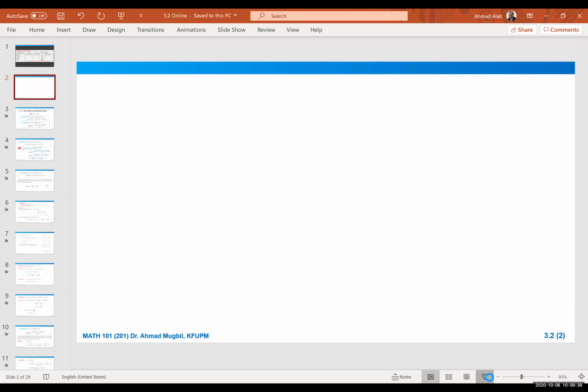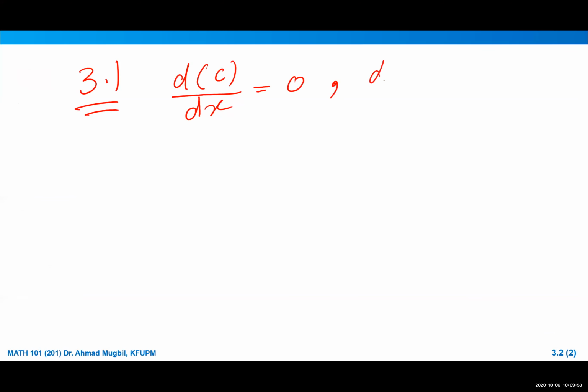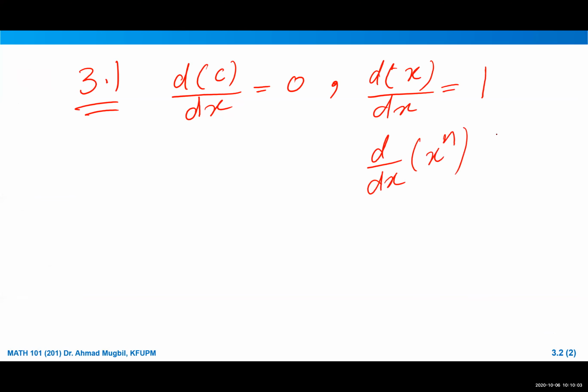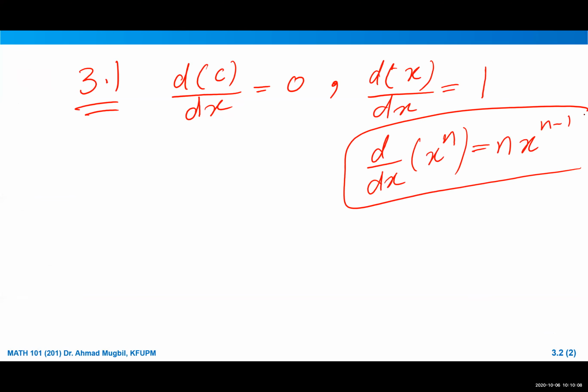So let's remember, before going to 3.2, what we had in 3.1. Do you remember what we had in 3.1? We have the derivative of any constant with respect to x, or with respect to another variable. It is what? It is 0. The derivative of x with respect to itself is 1. Do you remember that? Also, the derivative of x to the power n, the power rule, is n x to the power n minus 1. This is a very important rule.